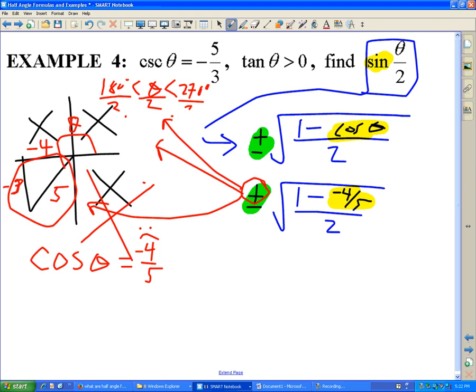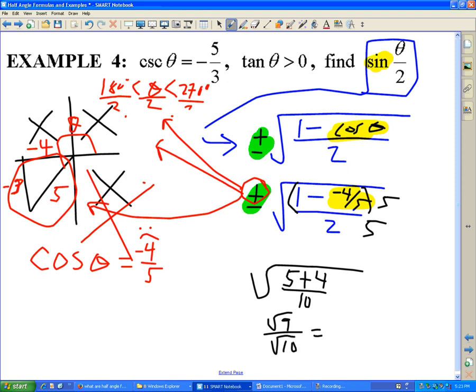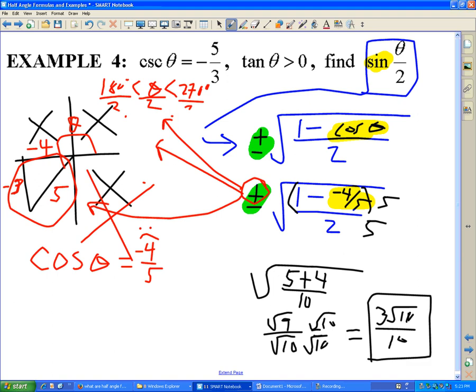The rest of this problem is just simplifying the radical. We're going to multiply by 5 on the top and the bottom. We're going to get the square root of 5 plus, because remember I'm subtracting a negative, 4 all over 10. Let's split this root up into a root 9 divided by root 10. Well, I'll go ahead and rationalize it for you. We're going to multiply by root 10 over root 10. So our final answer is going to be 3 root 10 over 10. That is your answer for this last example.